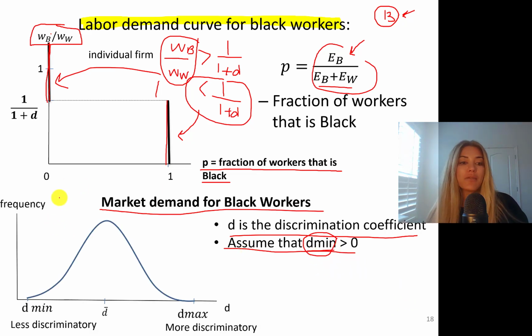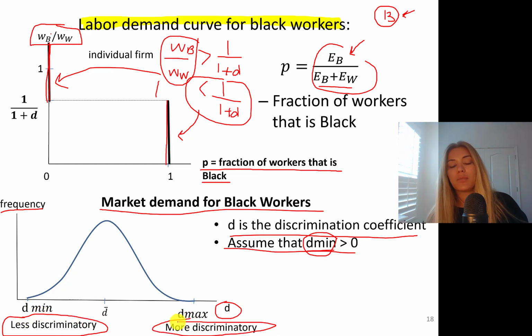Okay. But for our model, this is the distribution of discrimination coefficients in the population of employers. This is the frequency. D minimum, these are less discriminatory companies. And D max, these are more discriminatory companies.